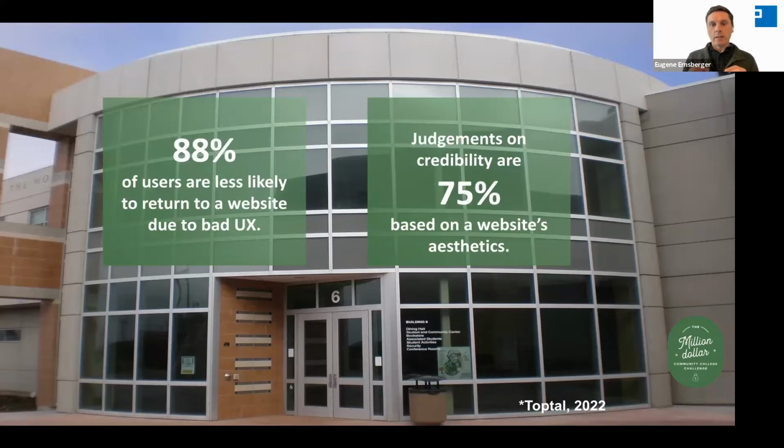Another point is that 75% of the judgments based on credibility are based on the website's aesthetics. So sometimes we think of the look and feel of our websites as something that is on top of the user experience, but in fact, it's very much entwined with that user experience. And if something doesn't feel like it's hitting the right notes from a visual perspective, or that it's off-brand, or that it just doesn't pay attention to the details of web design, that can lead to a feeling of mistrust.